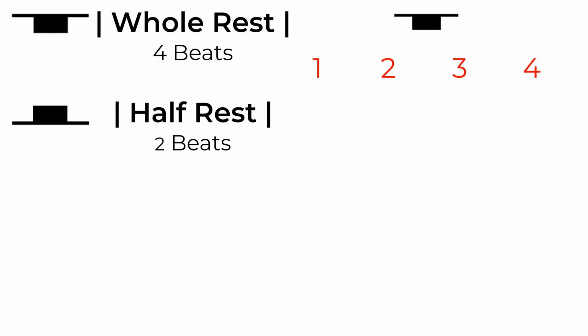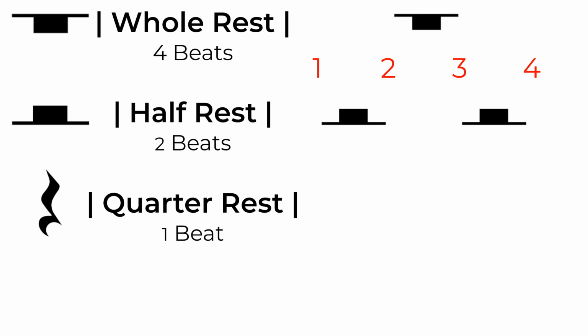A half rest is worth 2 beats of silence and fills up half of the measure, giving us room to have 2 half rests to equal a total of 4 beats in the whole measure. A quarter rest is worth 1 beat of silence and fills up a quarter of the measure, giving us room to have 4 quarter rests to equal a total of 4 beats in the whole measure.